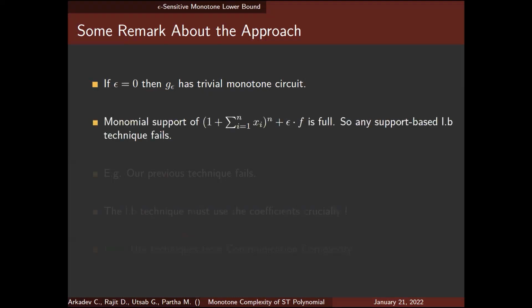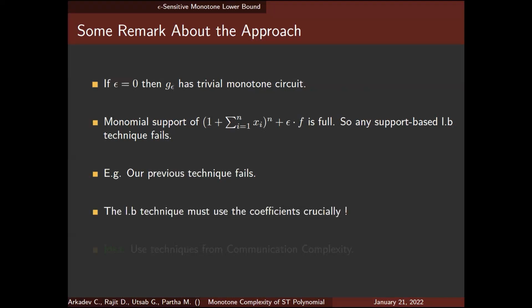The second important point here is that the polynomial G epsilon has full monomial support. So any support-based lower bound technique simply fails here. As an example, our previous technique, where we count the number of spanning tree monomials, will not work here. Informally, the reason is that there is no notion of forbidden monomials in this polynomial. So the lower bound technique must use the coefficients very crucially. An idea here is to use techniques from communication complexity.